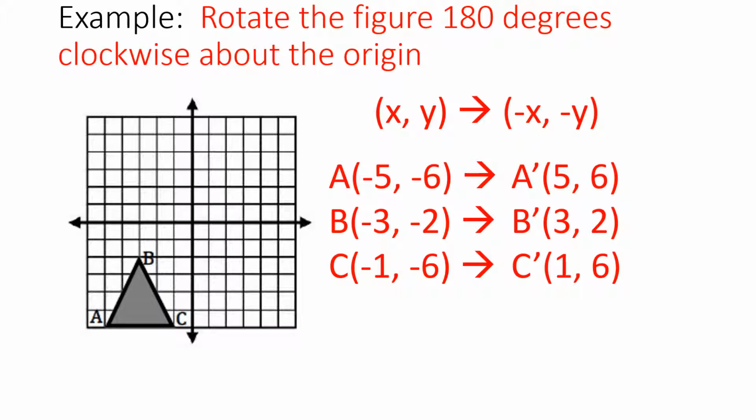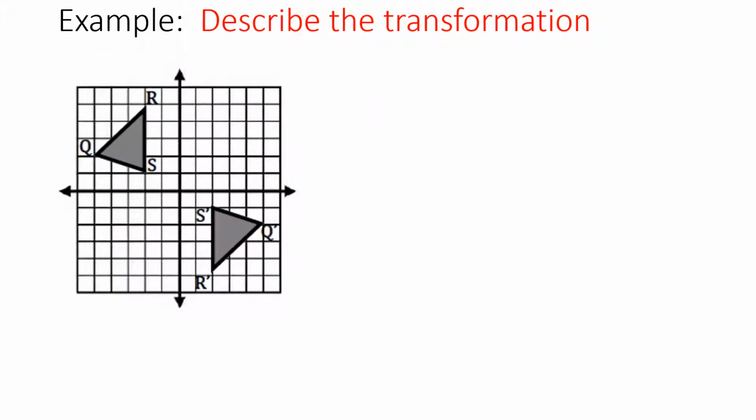So if I plot those points, A prime is over 5, up 6, here's A prime. B prime is over 3, up 2. And then C prime is over 1, up 6, here's C prime, which means that our new triangle that we rotated is going to look like that right there.